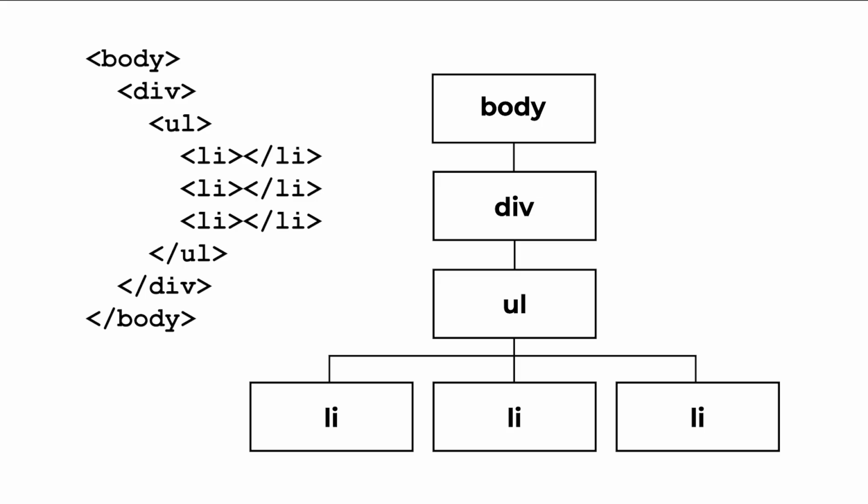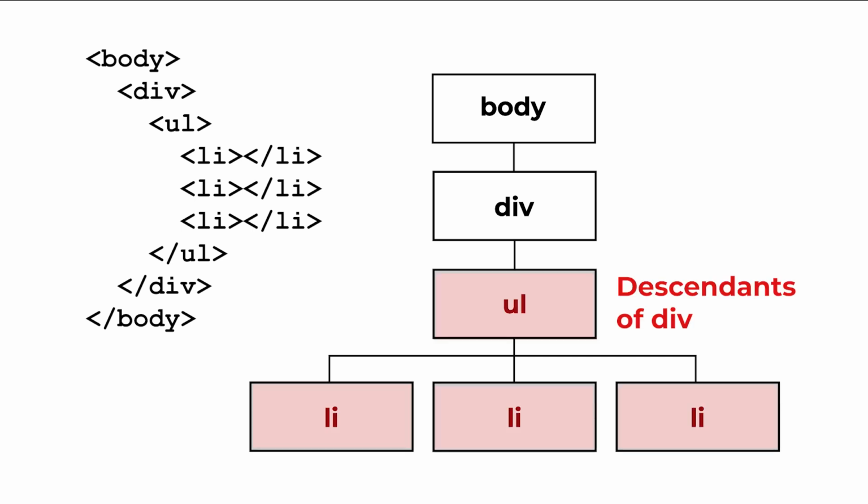Structure of HTML code. On the left-hand side, we have some HTML markup, and on the right-hand side, we have a tree diagram which represents that markup. As you can see, it's just like a family tree. Let's define some terms. Firstly, the ancestor. In this case, the body tag is the ancestor to all the other elements.